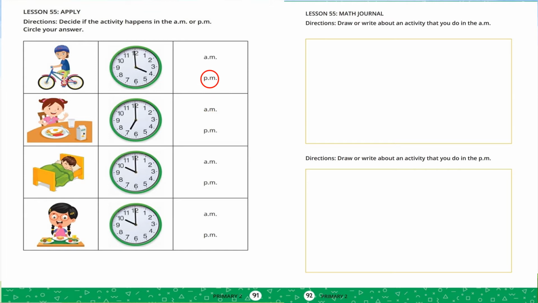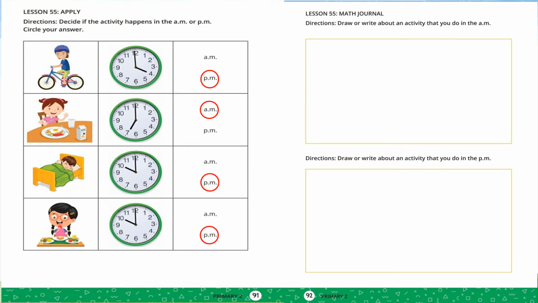Activity number 2, eating breakfast, and the time is 7 o'clock. Eating breakfast in the AM. Sleeping, and the time is 10 o'clock. Then choose PM. We sleeping in the PM. Eating dinner, and the time is 10 o'clock. Then choose PM.